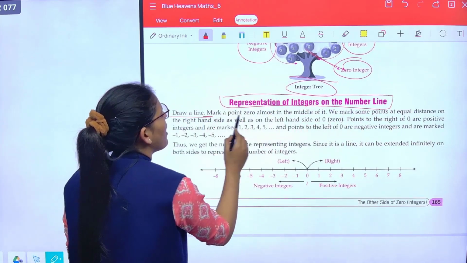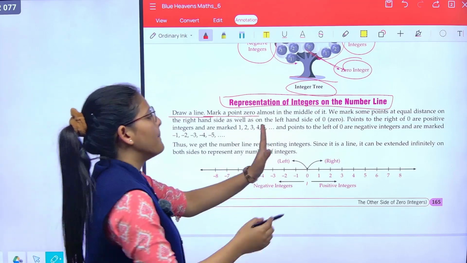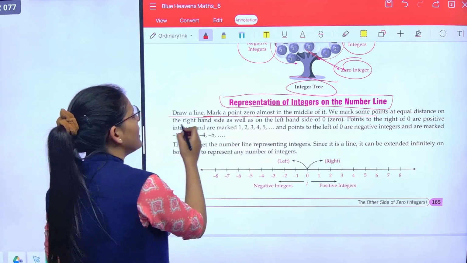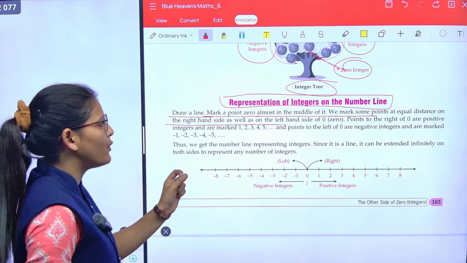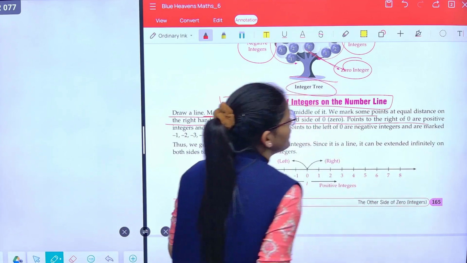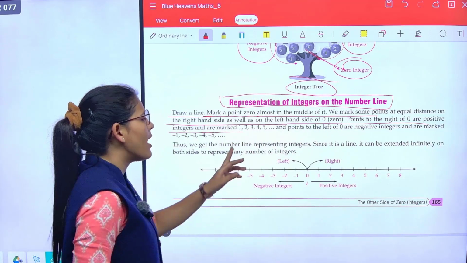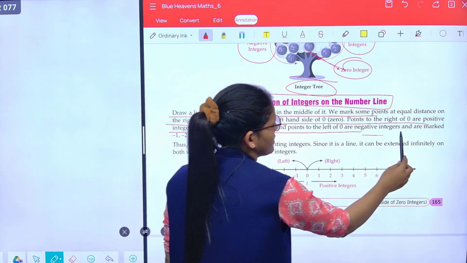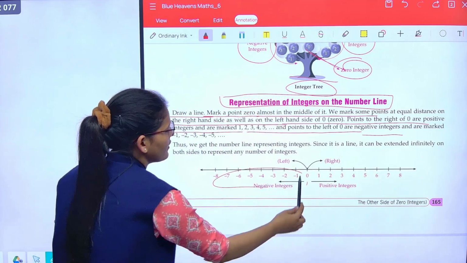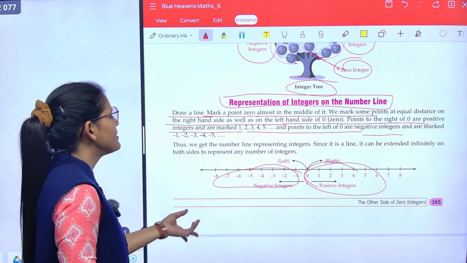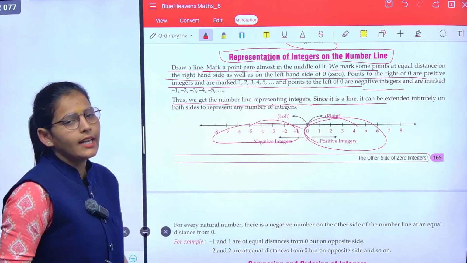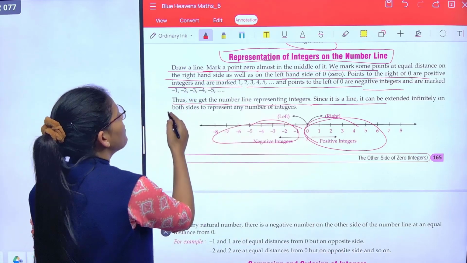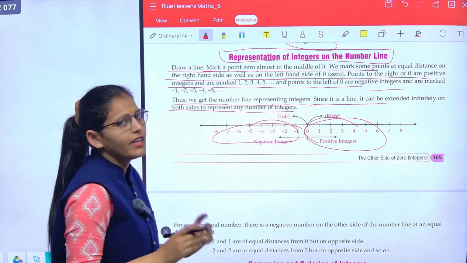Now class, representation of integers on the number line. Draw a line and mark a point 0 almost in the middle of it. We mark some points at equal distances on the right hand side as well as on the left hand side of 0. Points to the right of 0 are positive integers and are marked 1, 2, 3, 4, and points to the left of 0 are negative integers. Thus, these are negative and these are positive. Understand, class? Thus, we get the number line representing integers. Since it is a line, it can be extended infinitely on both sides to represent any number of integers.